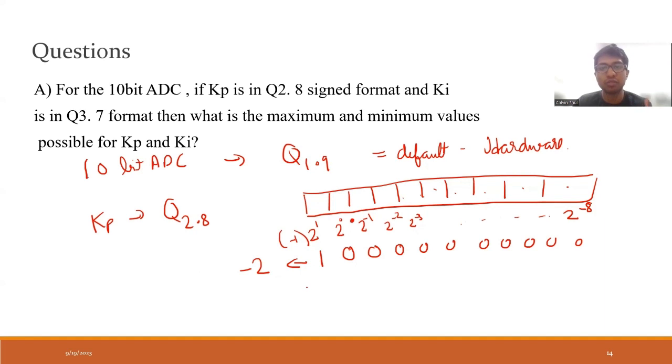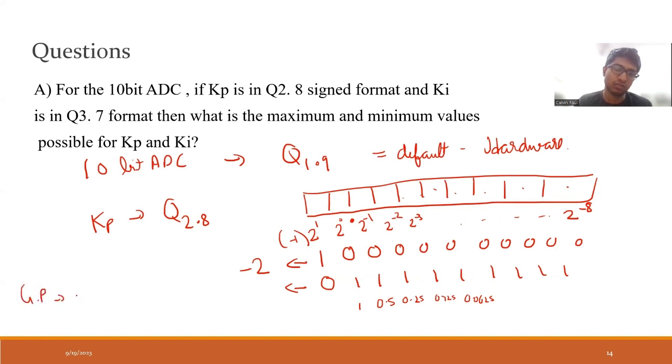Now I want to find the maximum positive value. The sign bit will be 0, and all the other bits will be 1, 1, 1, 1, 1, 1, 1, 1, 1. That is 9 ones. The value will be 1, plus 0.5, 0.25, 0.125, 0.0625, and so on. We keep on adding. It is actually a geometric progression.